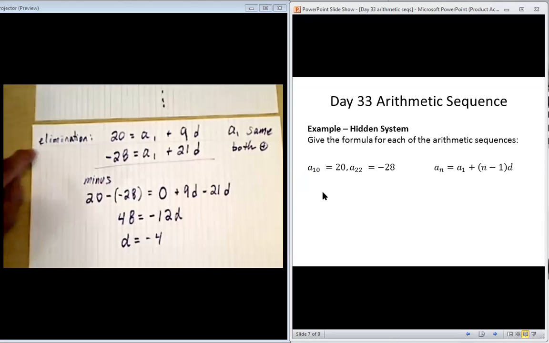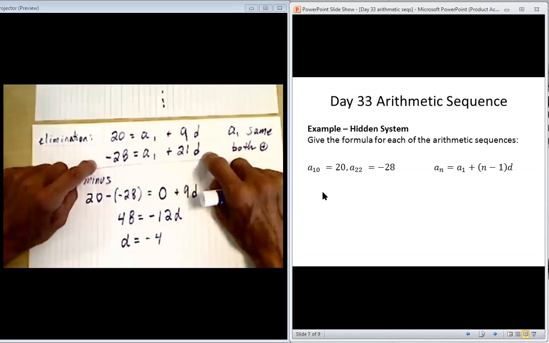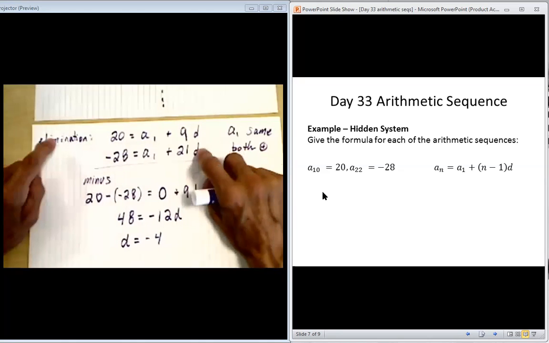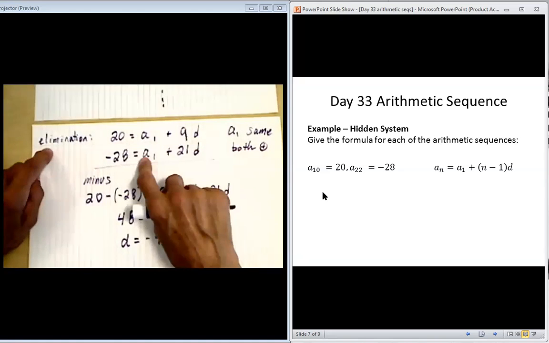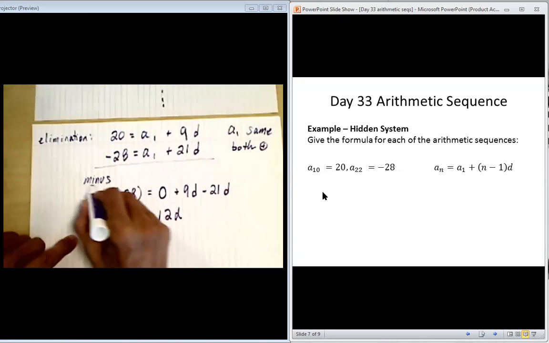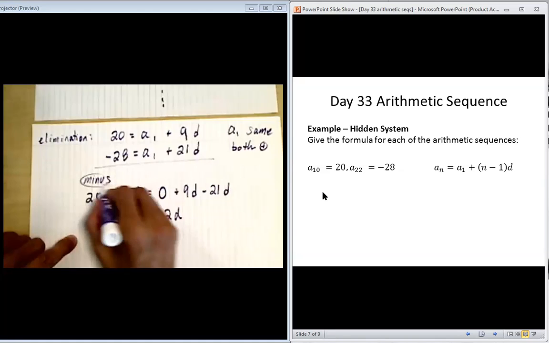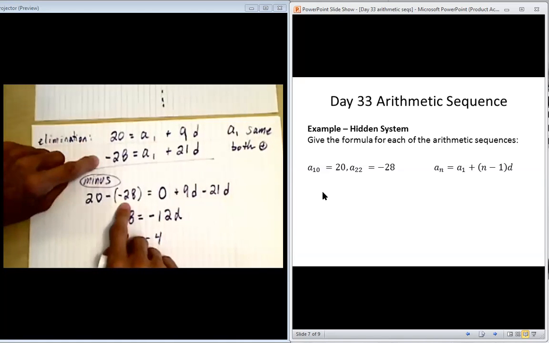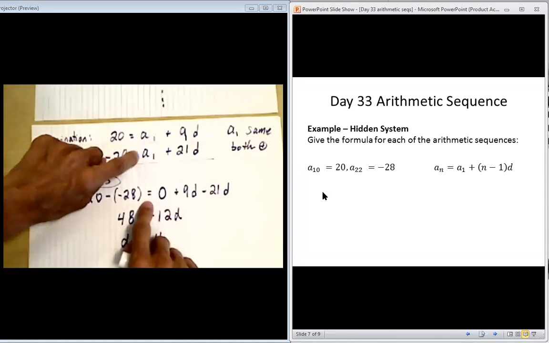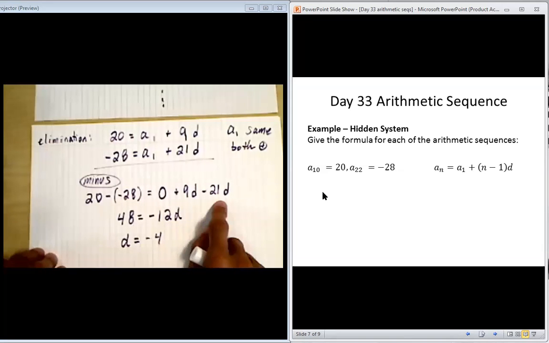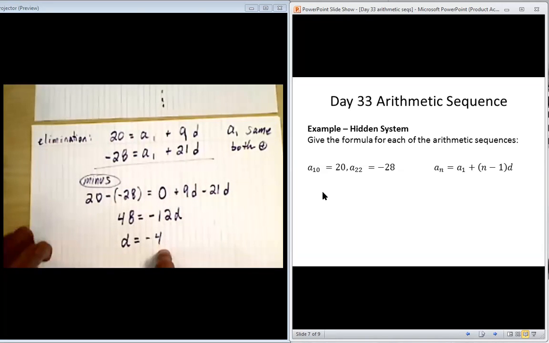Okay, so we had these two equations resulting from the first part. Decided to do elimination. A1 has a +1 and a +1, so that means we're going to subtract, we're going to minus. And so we show that 20 minus 28 equals A1 minus A1, gone. 9D minus 21D. We work it out, get D is equal to minus 4.